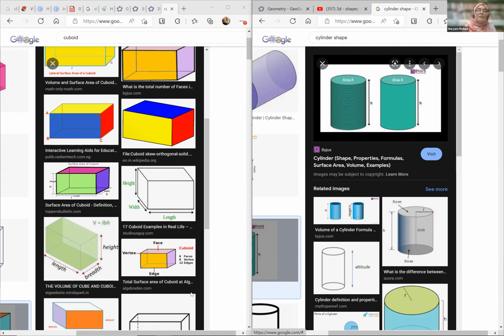Right. So if you take a lot of coins of the same size, and you just stack them on top of each other, which shape will you get? Cylinder. A cylinder, right? Okay, so we will leave it till here.